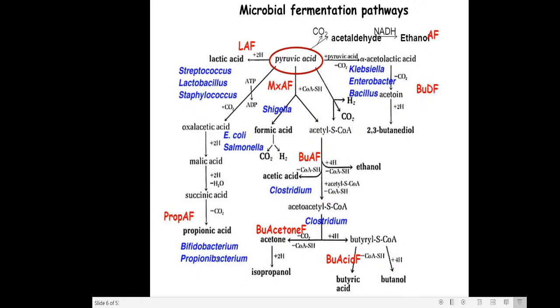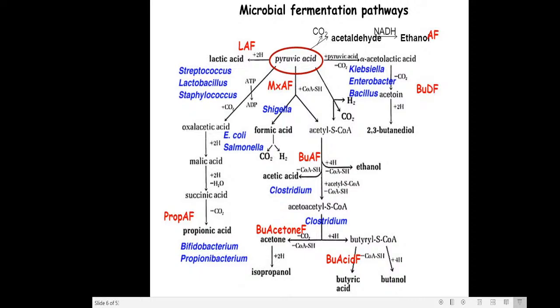Then the propionic acid: Bifidobacterium and Propionibacterium are producing the propionic acids. And here Clostridium is helpful for acetoacetyl-CoA, and then the production of acetone and ethanol.